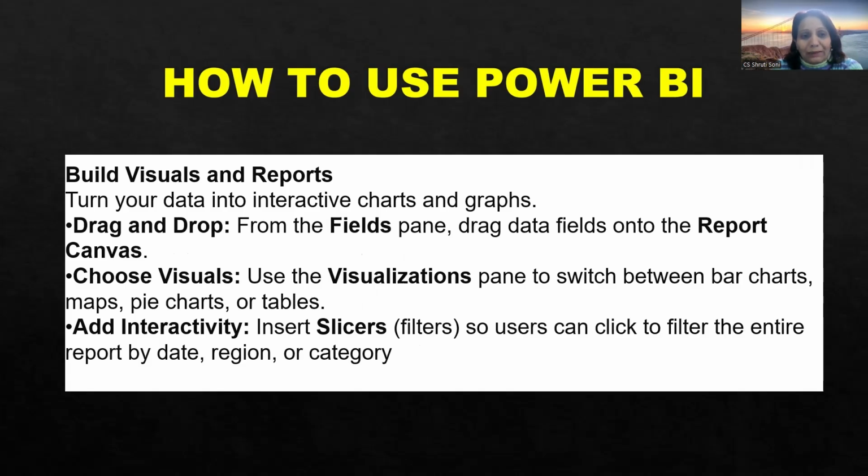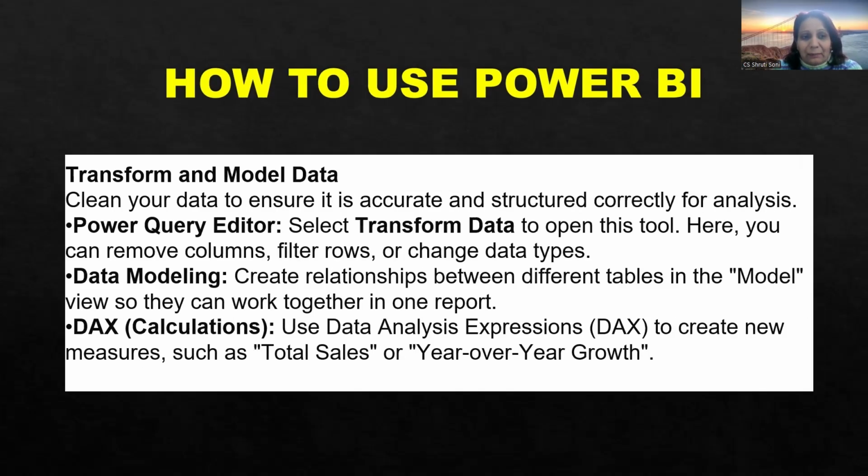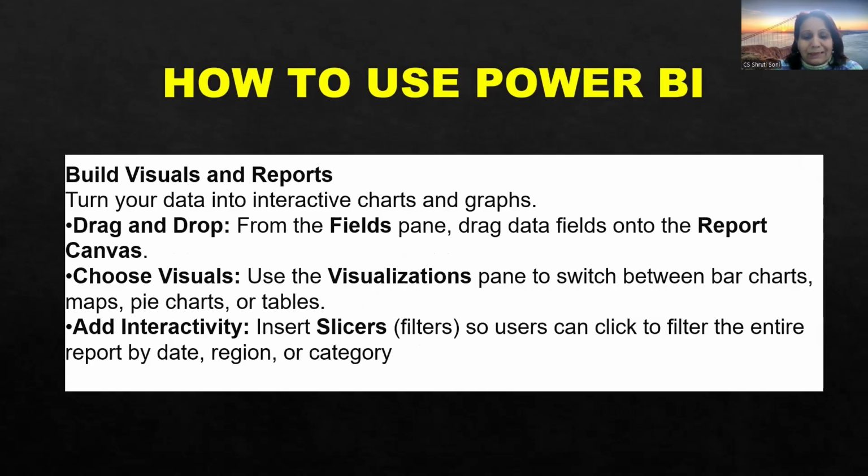Okay. Now, once you have done all this data modeling and removed all those irrelevant data, you can start building your visuals, which will help you in creating your reports. So you can drag the data fields onto the report canvas, and then you can start choosing the visuals. You can use the visualizations pane, and you can switch between different charts, and you can see whichever is suiting your purpose better. You can insert certain filters so that you can click the filter, and then you can find out, supposing you need the report by date or that same report by a particular region or a category, you can use that. So you can add more interactivity in your reports.